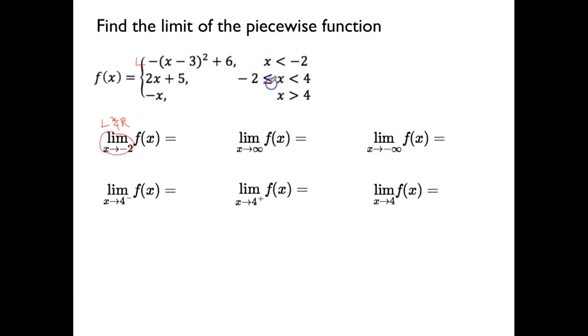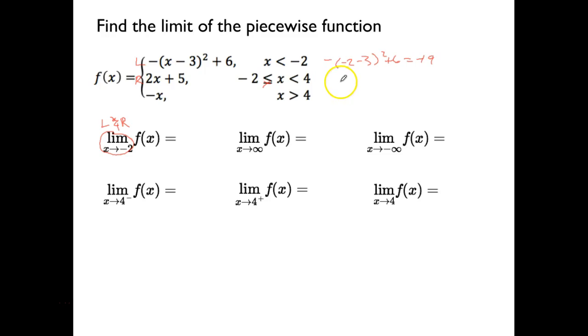Remember, we don't care about this equals sign. That has nothing to do with limits. This is the right-hand side of the function. So let's plug -2 into this and see what we get. -2 minus 3 squared plus 6. That's going to be -25 plus 6, which is -19.